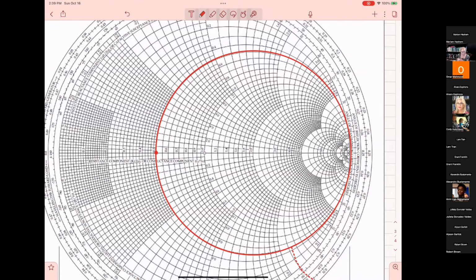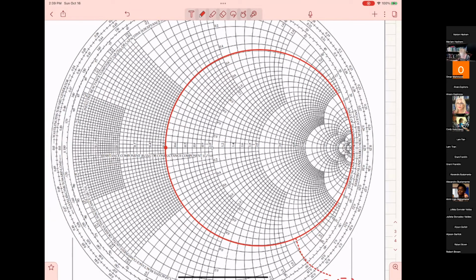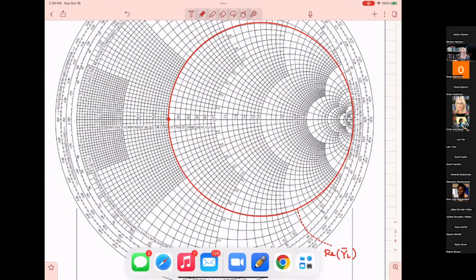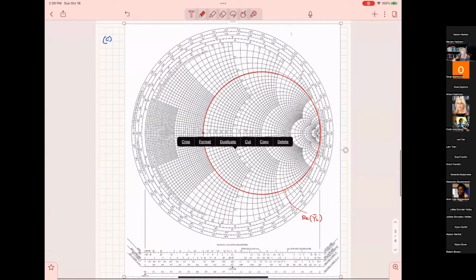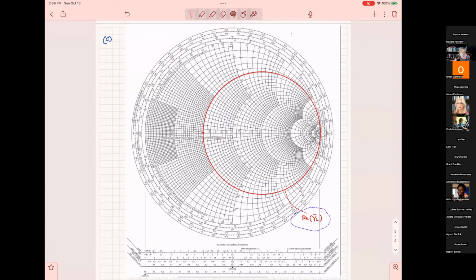Is that fixed, all right? This is, as I said before, the real part of Y sub L. You see it down here? So that's the circle. Is that anything to do with this circle or the other one? No, I'm asking about the reactive part. Which one? The reactive part of Y sub L.